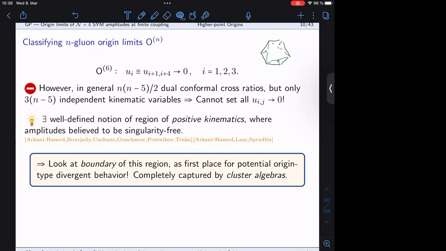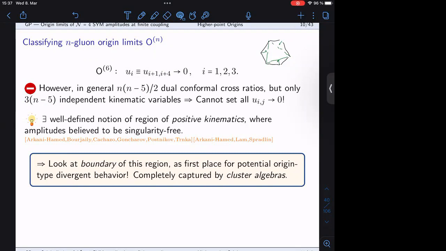You can set for sure 3n minus 5 of them to 0, because you can take a subset of them to be the independent variables and set them to 0. But this cannot guarantee by any means that the rest will also go to 0. And in fact, they don't. In most cases, they don't.